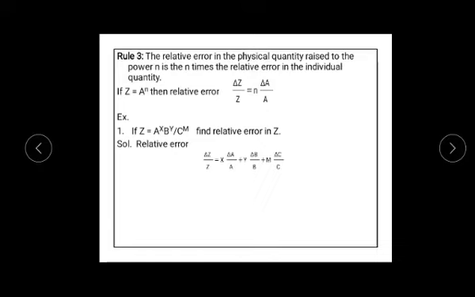It is very simple one, very easy one. Try to remember it. Okay? So these are 3 rules for combination of errors. Now let us see very interesting one, very easy one, that is about significant figure. So what is the meaning of significant figure?